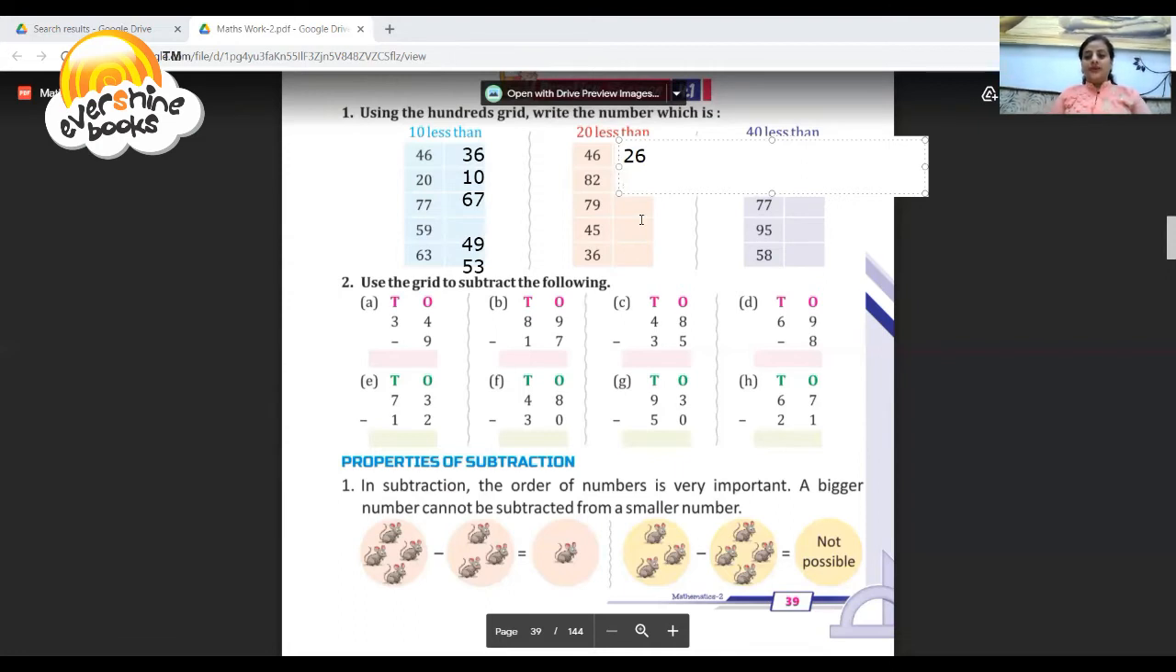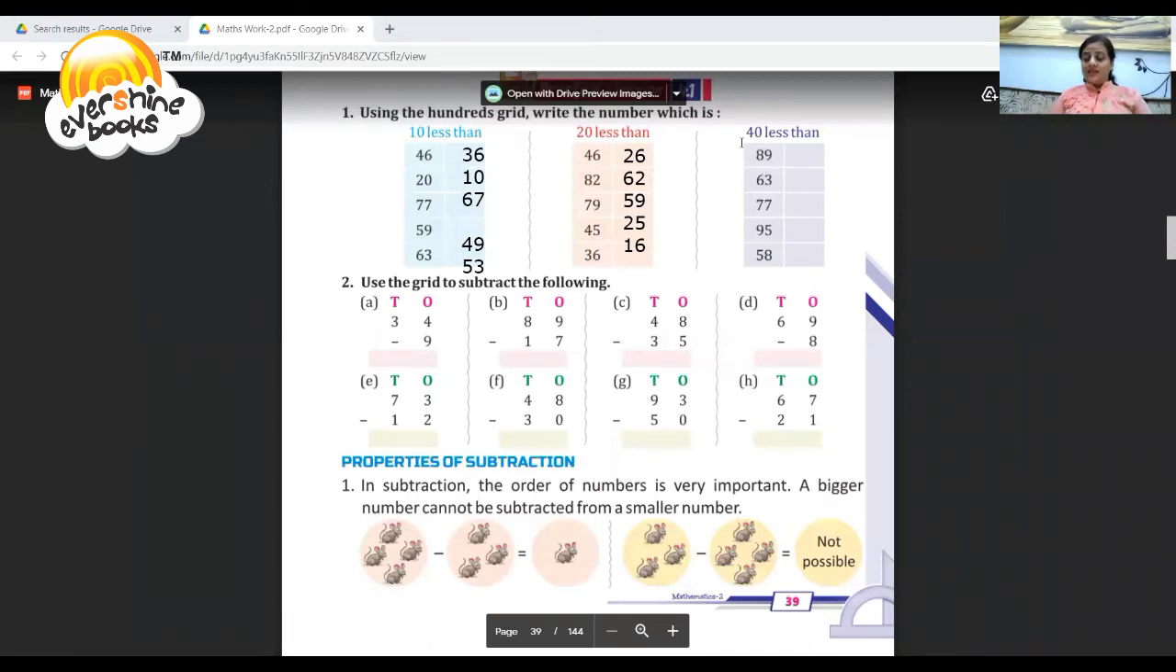80 minus 20 is 60 and 2 as it is. 79 minus 20 is 59 as it is. 45 minus 20 is 20 and 5 as it is. 36 minus 20 is 10 and 6 as it is. So the number will be 16. Yes, the number will be 16.